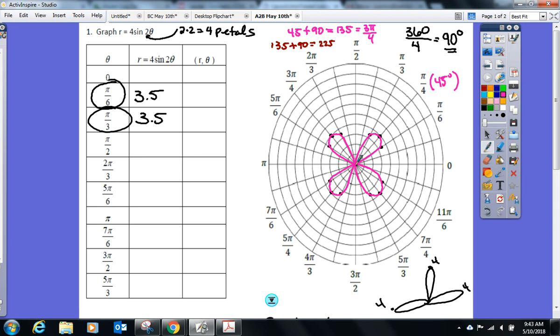Yeah. Yep. Watch when we do the next one. The next one's going to have an odd number of petals, but it's still going to be evenly spaced around 360. They'll be evenly spaced.